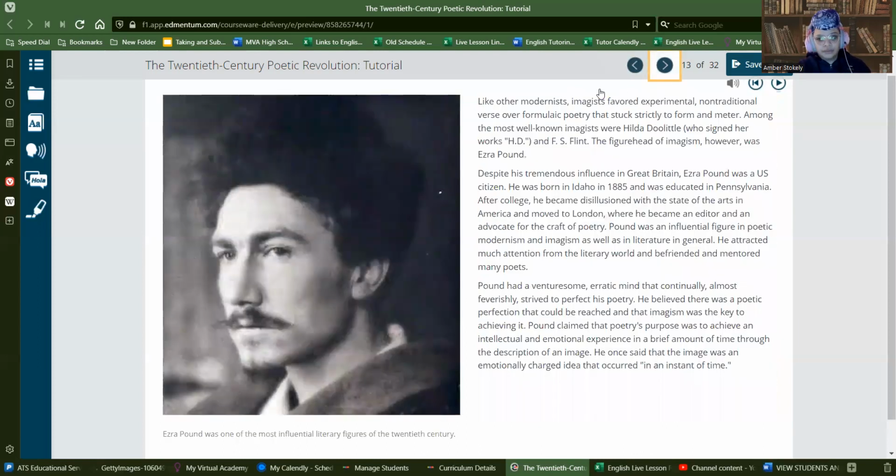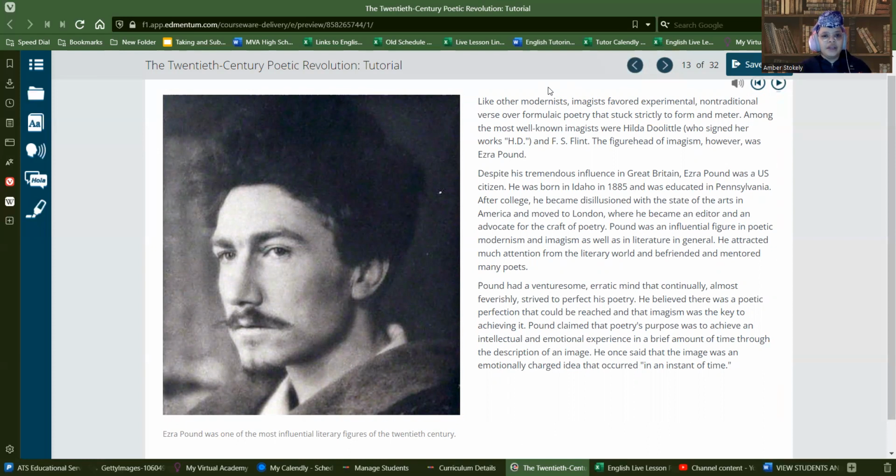Okay. So at the top here, it says that like other modernists, imagists favored experimental, non-traditional verse. And then they give you a list of some famous imagists. So well-known imagists, we've got Hilda Doolittle, and she usually signed her name as HD. And we have F.S. Flint.